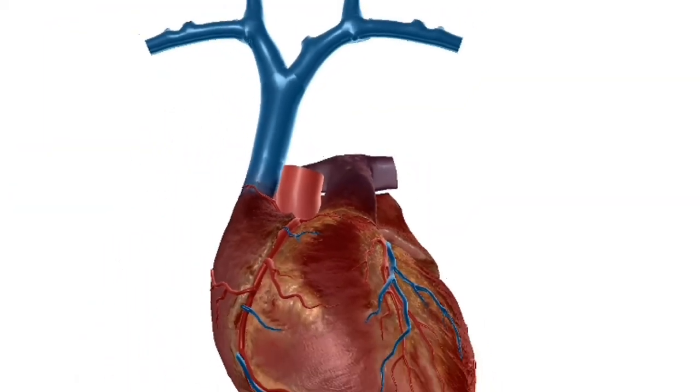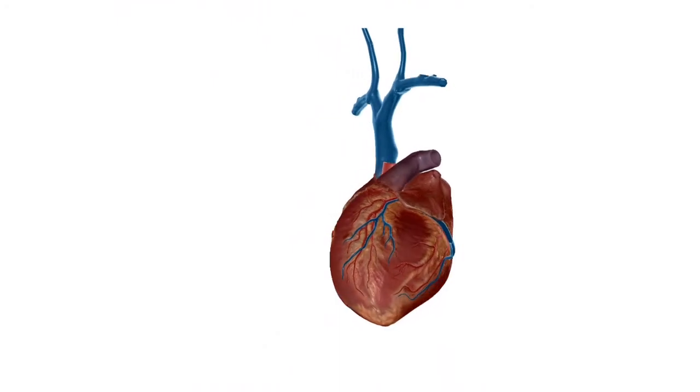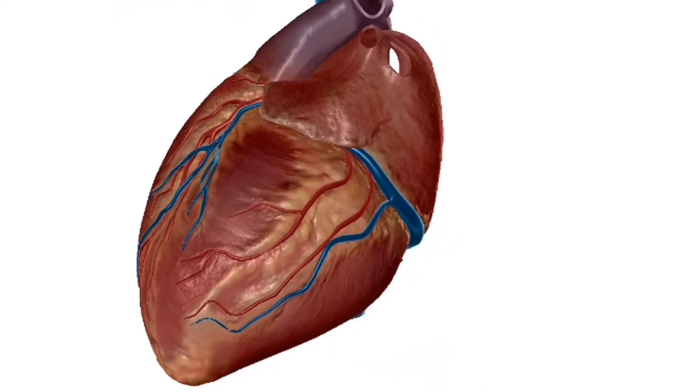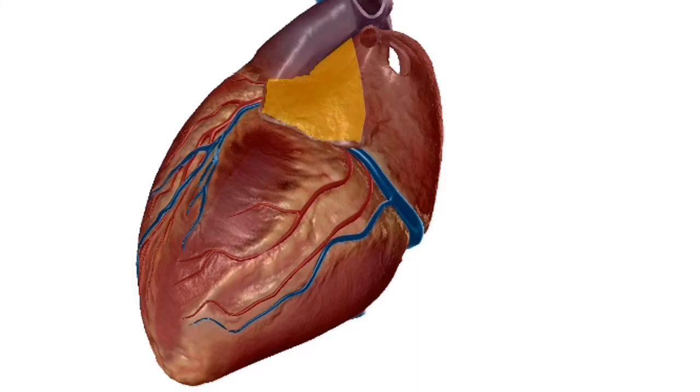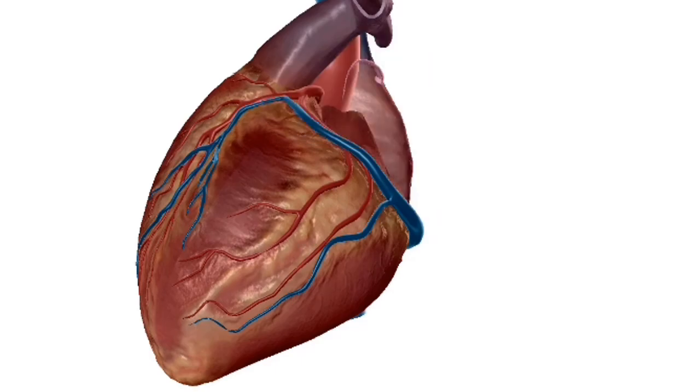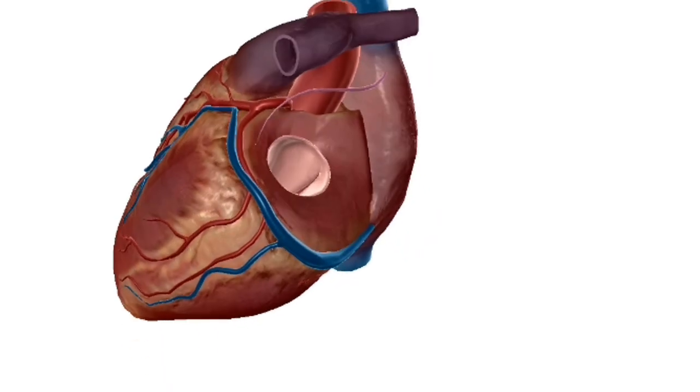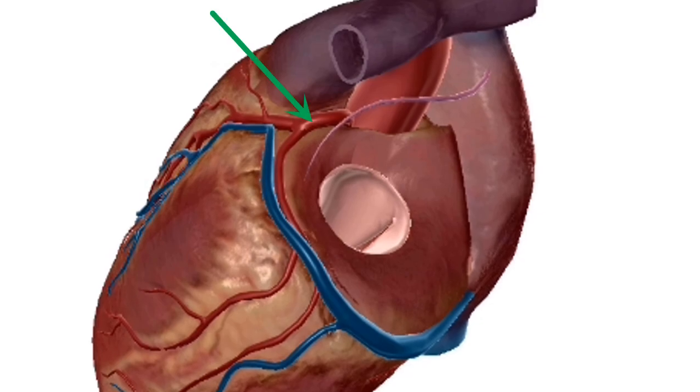Now come to the left surface. So here you can see the left surface, which is partly formed by the left atrium and its auricle, and mainly formed by the left ventricle. So the left part of the atrioventricular groove intervenes between left auricle and left ventricle, and it lodges the following structures: the trunk and circumflex branch of left coronary artery, termination of the great cardiac vein, and commencement of coronary sinus.